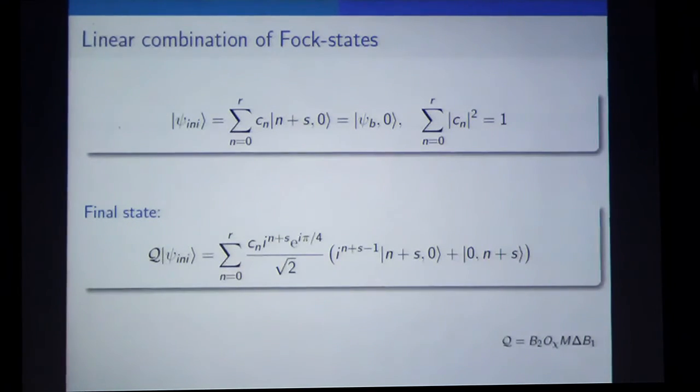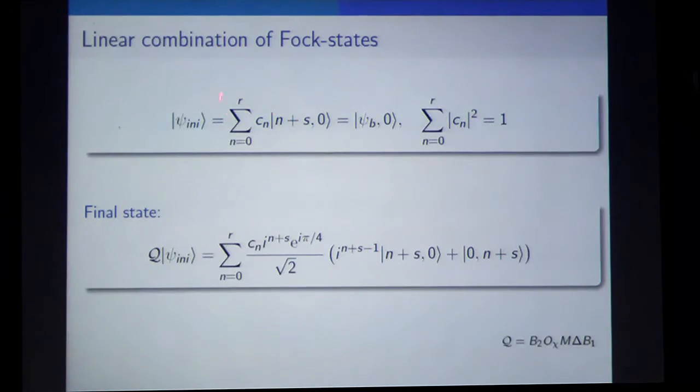Now, we are interested in analyzing the action of this nonlinear Mach-Zehnder interferometer over a linear combination of the states. Note here that the state of minimum energy is the KS, and R can be finite or infinite. And this linear combination is important because, depending on the choice of Cn, we can recover, for example, the Glauber coherent state or the nonlinear coherent state that we are studying.